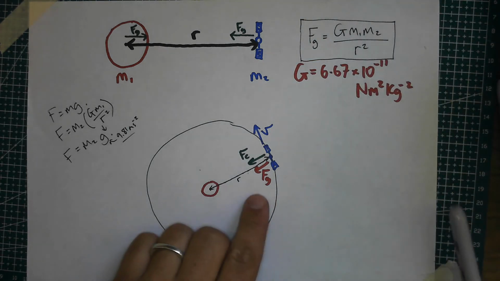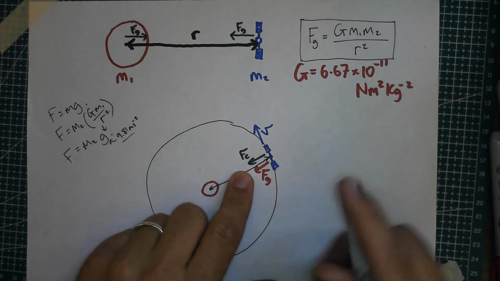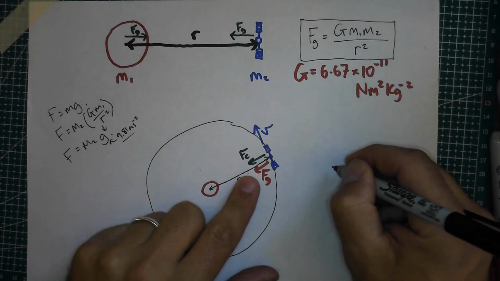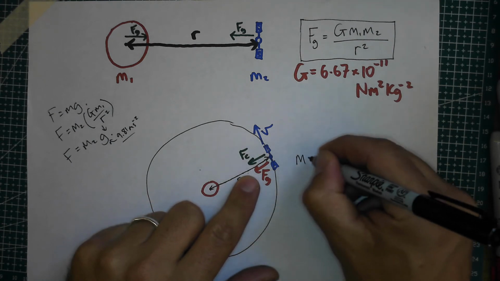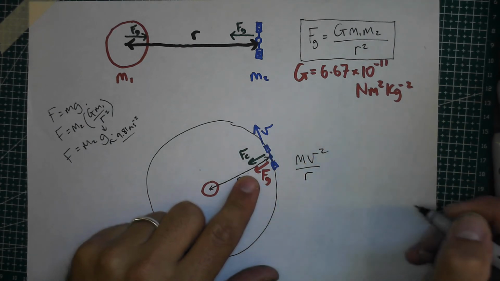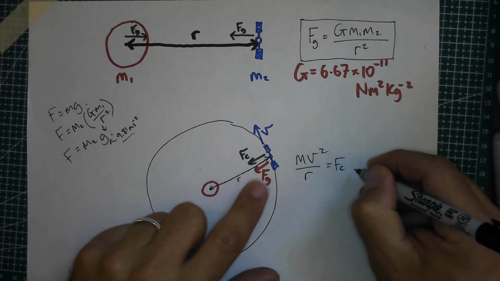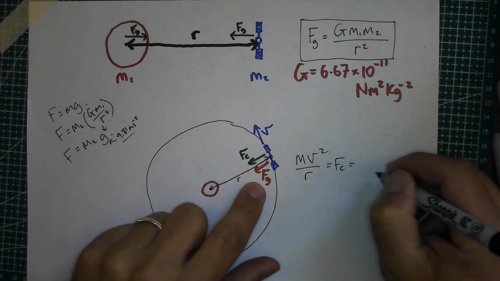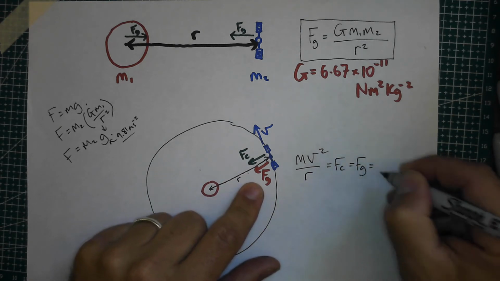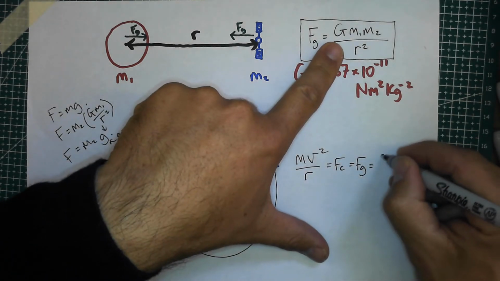Okay, so what does that mean? Well, here the centripetal force is still equal to mv squared over r. So that's the centripetal force, but here the centripetal force is provided by the force due to gravity, which is equal to all of the stuff up here.